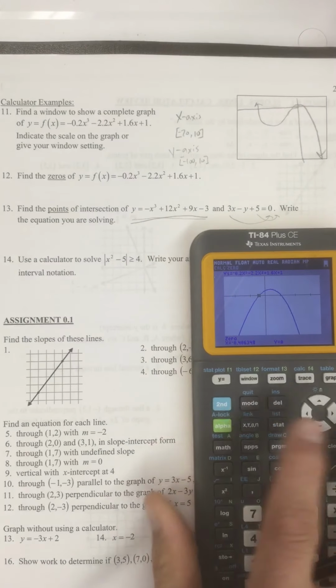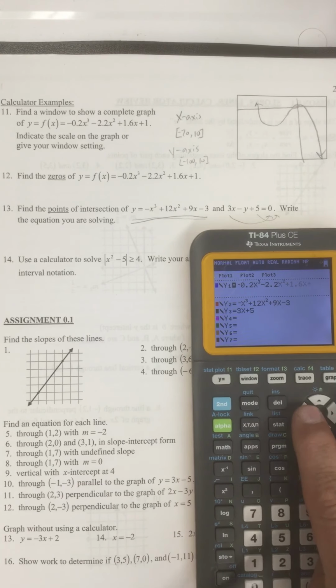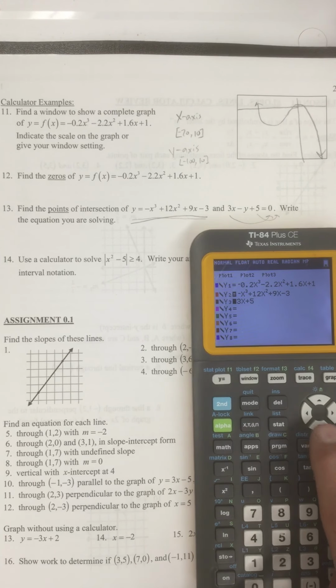Okay, let's go ahead and do that. So I cheated and I already have mine in there. If you want to pause this, you can enter them in. Make sure the equal signs are turned on like that. I'm just going to graph those two.